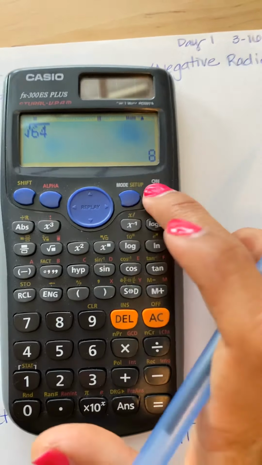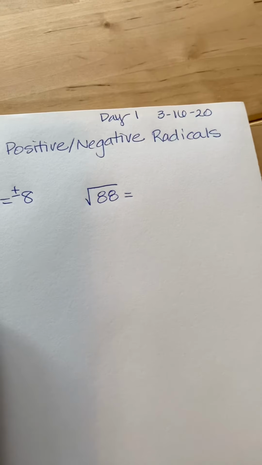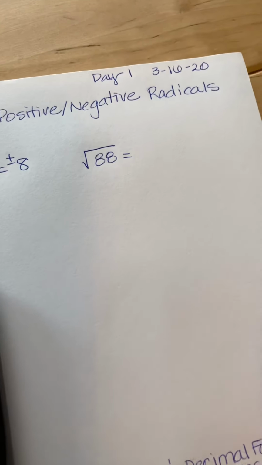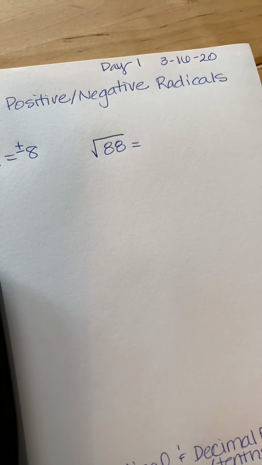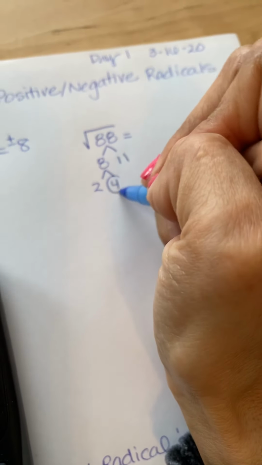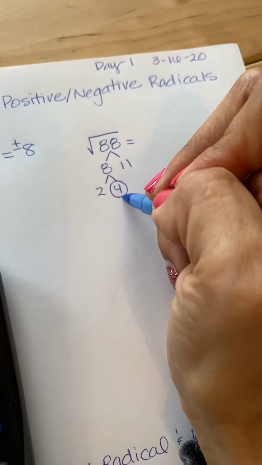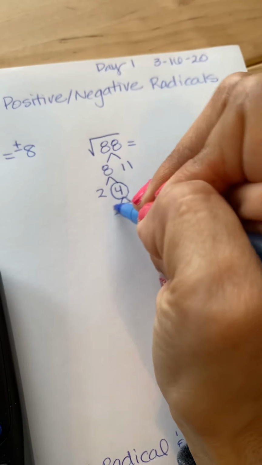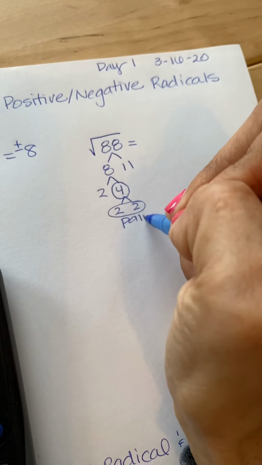Okay, so if we take the square root of 88, if you're using your phone, you could definitely get the decimal, but if you do not have a simplified radical calculator, you can go ahead and do the factor tree, right? So you can go 8 times 11, 8 is 2 times 4, correct? This is a perfect square, right? Because 4 is 2 times 2, and that is a pair, right?